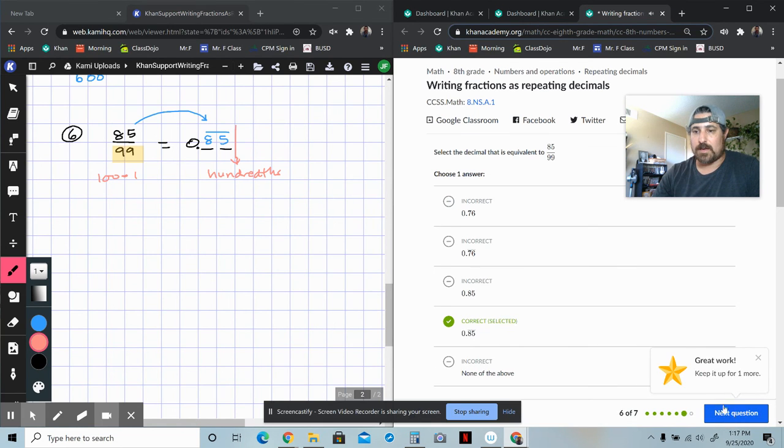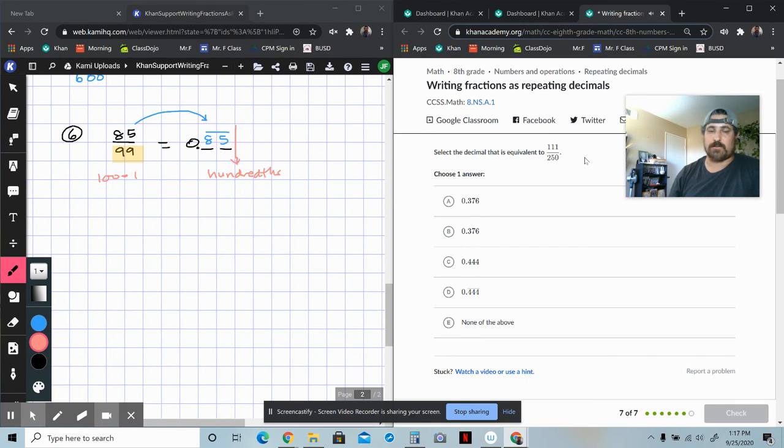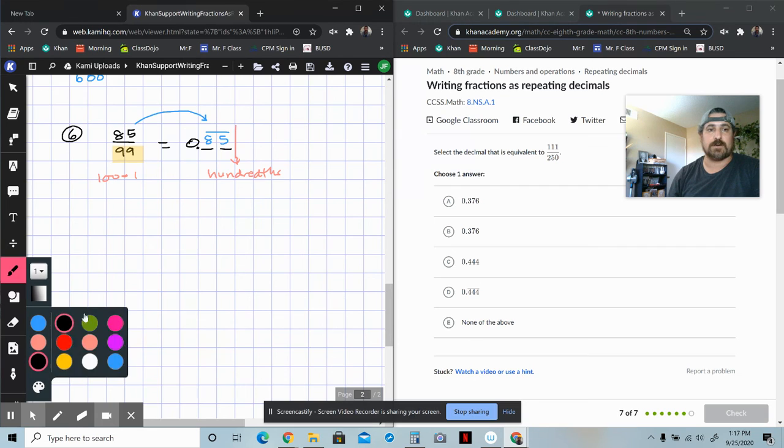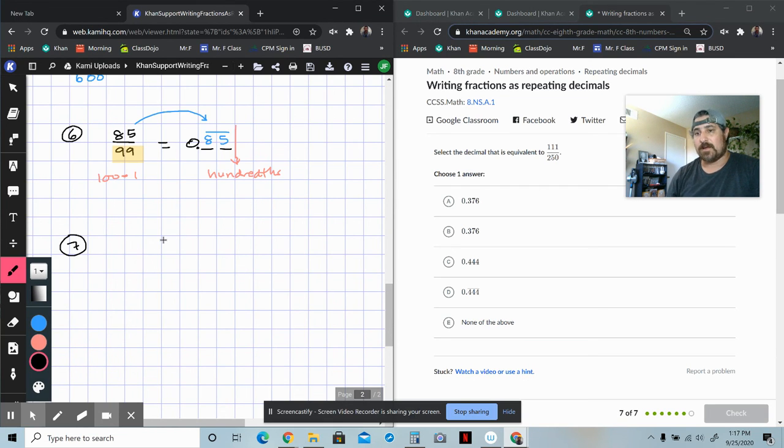And then the last one here is 111 over 250. And this is a lovely terminating decimal. I know that because you can multiply 250 times 4 to get 1,000. So it's going to be over 1,000, which means it's a terminating decimal. So this is another lovely, easy one.